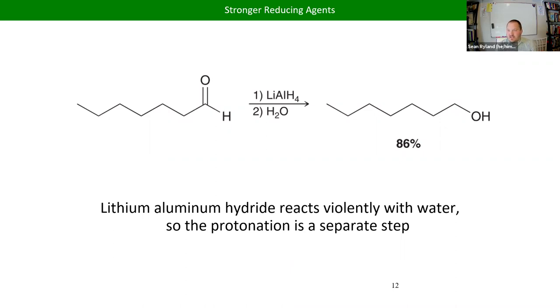So it has to be done as a separate step. But the mechanism works the same way. If it's something like an aldehyde, we probably wouldn't do this because lithium aluminum hydride is so nasty and so dangerous. But if we had something that was harder to reduce, something like an acid that we wanted to reduce, lithium aluminum hydride is the way to do it.